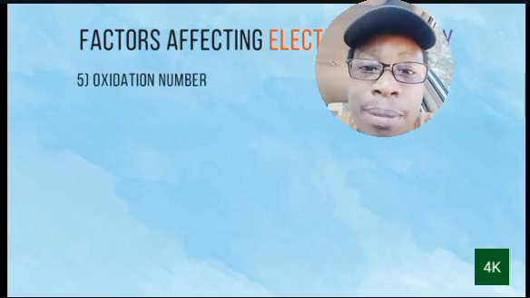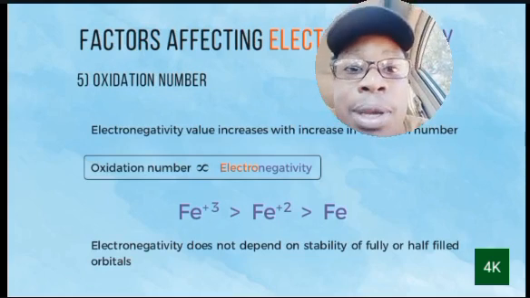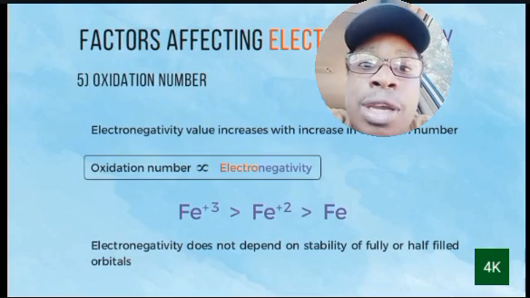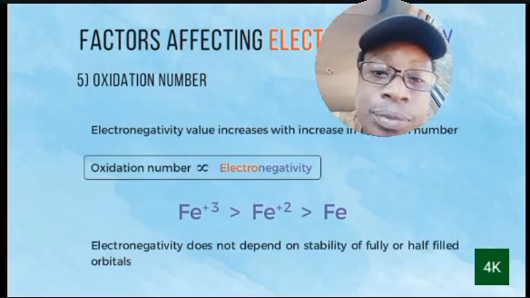Okay, oxidation number is exemplified here by our iron. The larger the oxidation number, the larger your electronegativity. So iron 3 plus is going to have a larger electronegativity compared to iron 2 plus, and the least is the neutral atom. Okay, let's move on.